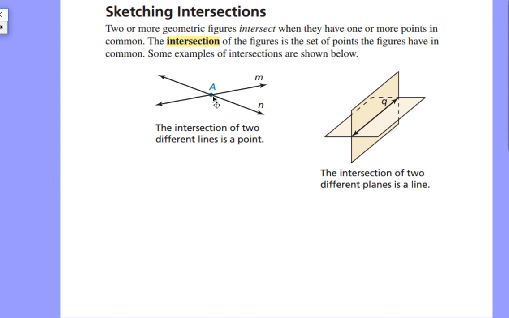But what about when we're talking about something other than lines? Well, what about when two planes intersect? So in these two examples of two planes, a horizontal and a vertical plane intersecting, where do they intersect? Well, they share all of these points that are on this line Q. So the intersection of two different planes actually is a line. So let's take a look here at an example of how we can show this a little bit easier.